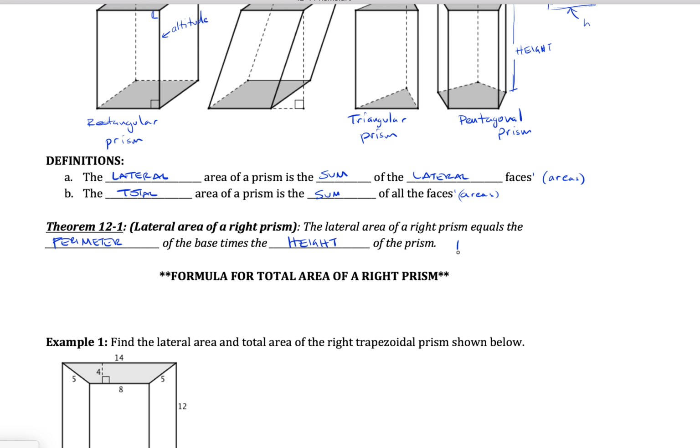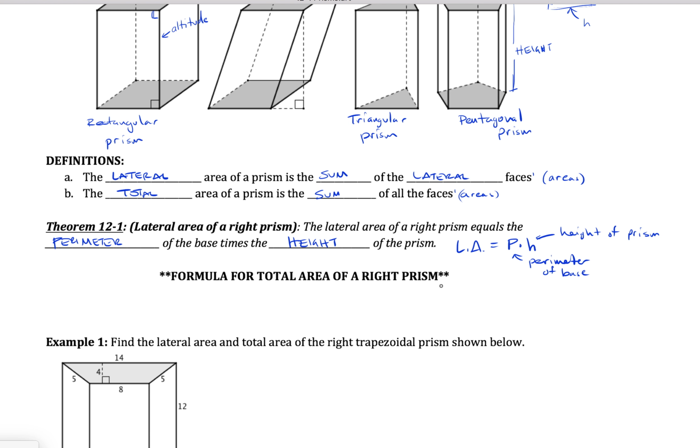So sometimes you'll see this written as lateral area equals capital P times H, where capital P stands for perimeter of the base, and the H stands for height of the prism. And it's going to get kind of confusing because H stands for multiple things, maybe even within the same problem. So that part can be a little bit confusing, but I think you'll work it out pretty soon.